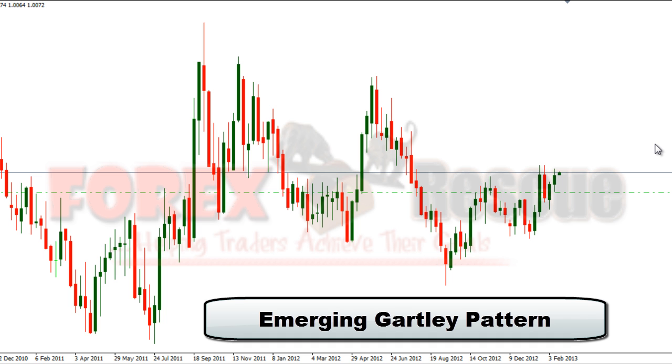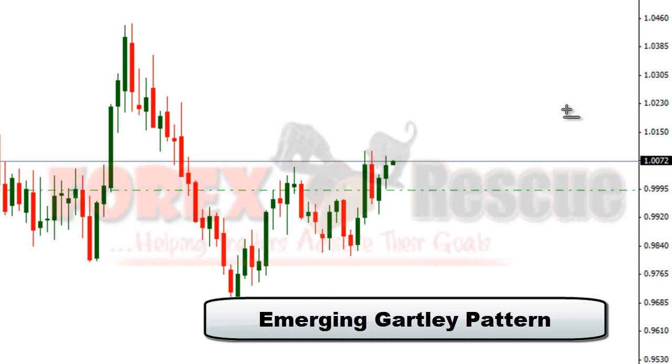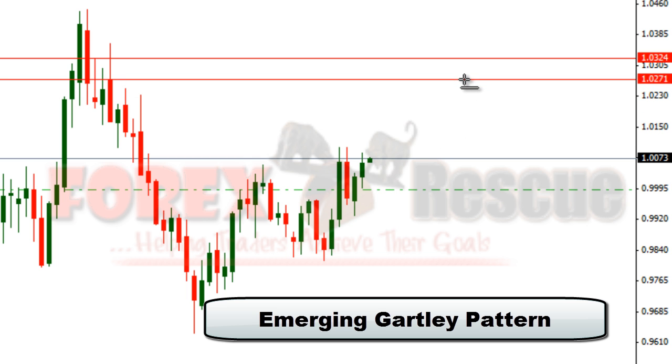Now, if you look at this chart critically, you can see that price is gradually moving up. Now, let us draw our potential reversal zone here. Our potential reversal zone is within the range of 1.0324. 1.0324 is around here, to 1.0269, which is around here. Yes, exactly here.